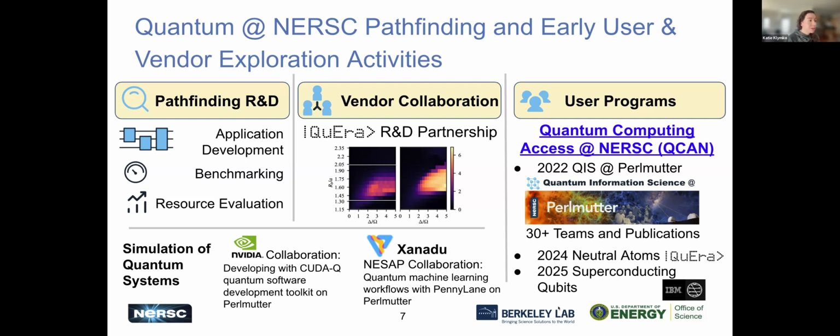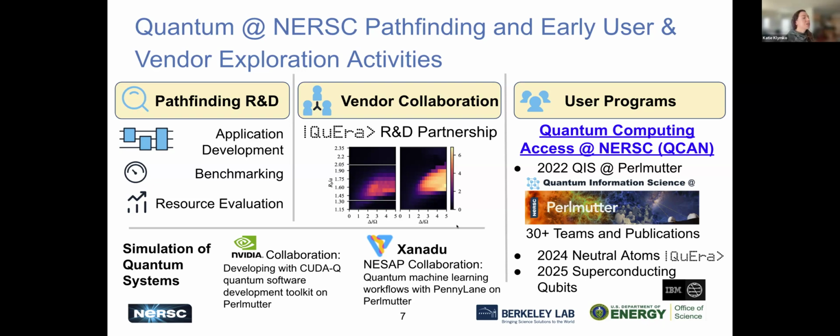And then, of course, our growing user programs, which we started in 2022 with this QIS at Perlmutter program, which is still running. If you have interest in getting access to this, please contact us. And if you have a good proposal, you can get time on Perlmutter to do this type of research. So far, we have 30 plus teams and 30 plus publications. So it's been a really successful program.